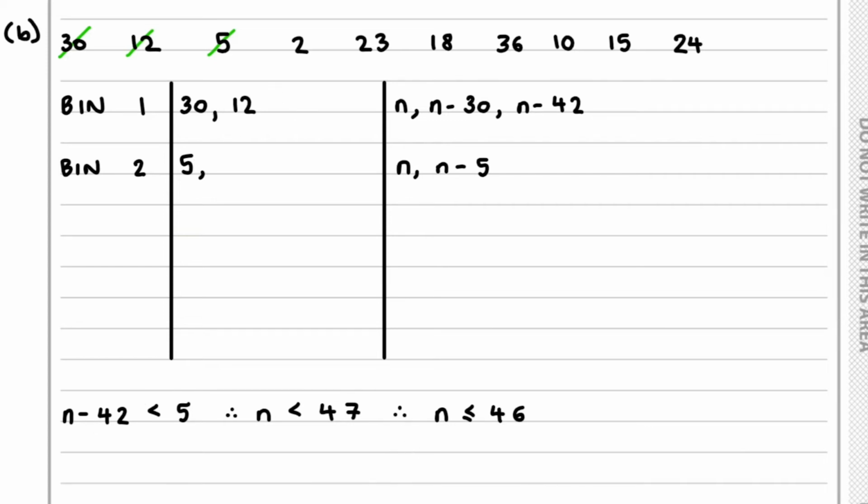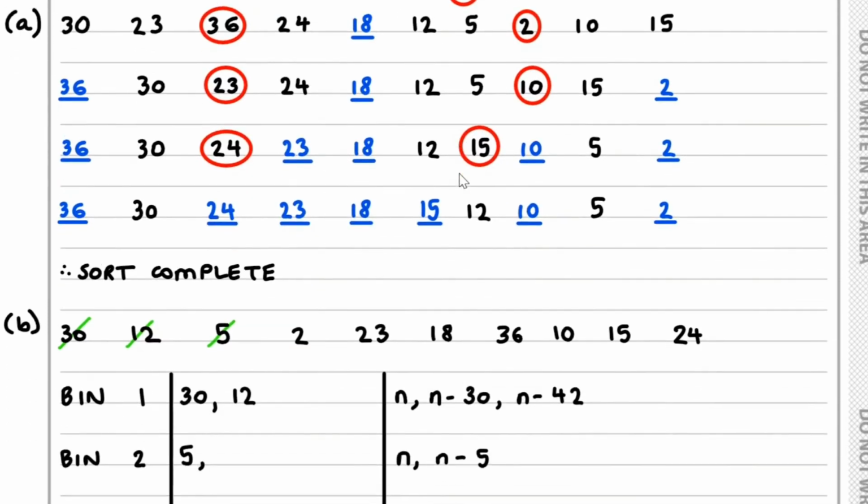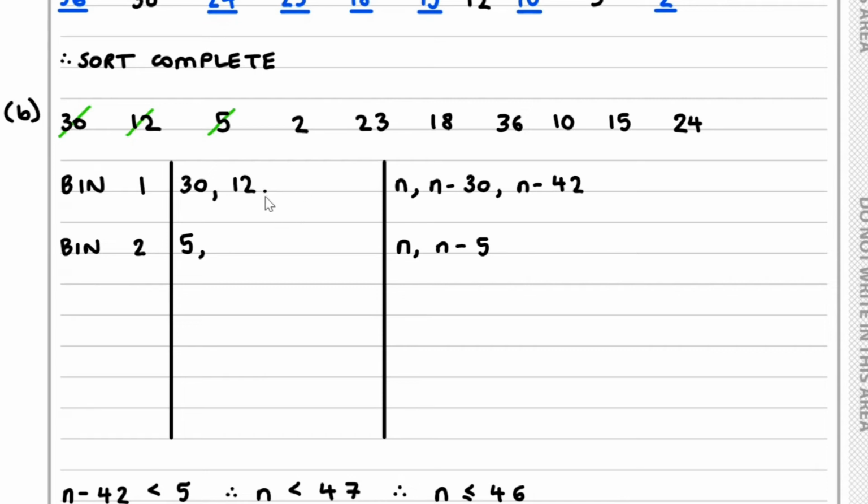Now, the next item that we need to place into a bin is the 2. The 2 has been placed into bin 1. So, this 2 over here has been placed into bin number 1. So the 2 would go here, and the space remaining then will be n minus 42, take away another 2, so that's n minus 44. So let's cross off the 2, indicating we've used it.